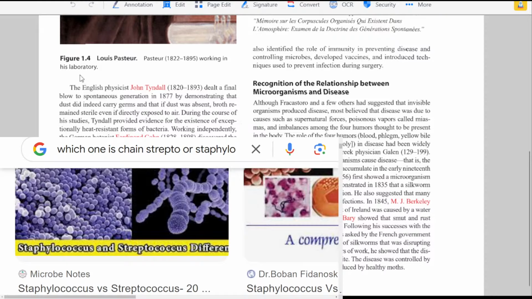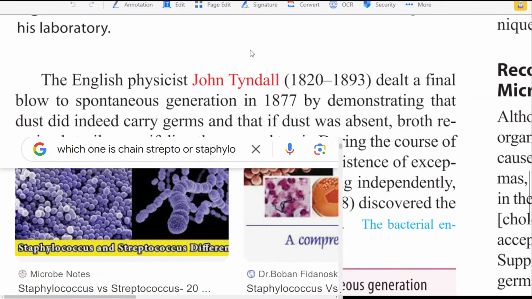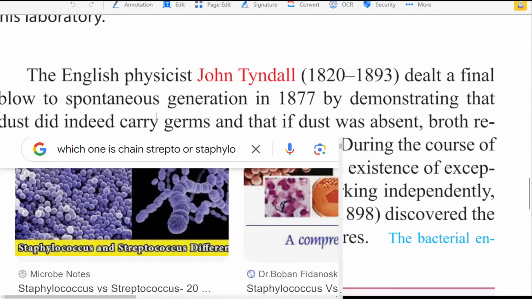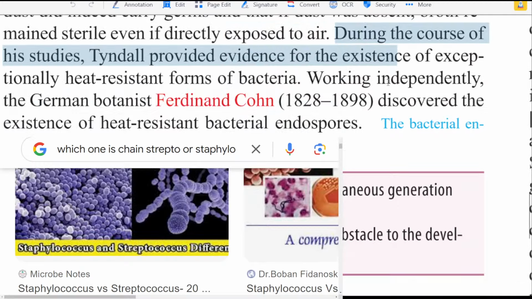What is this? The English physicist John Tyndall. This guy was doing all of this in 1867 or so, but dealt a final blow to spontaneous generation in 1877 by demonstrating that dust did indeed carry germs, and that if dust was absent, broths remained sterile even if directly exposed to the air. Like if you clean the air and then give that air to the sterile broth, no growth of microorganisms would occur. During the course of his study, Tyndall provided evidence for the existence of exceptionally heat-resistant forms of bacteria. Right. These were the bacteria I was talking about.